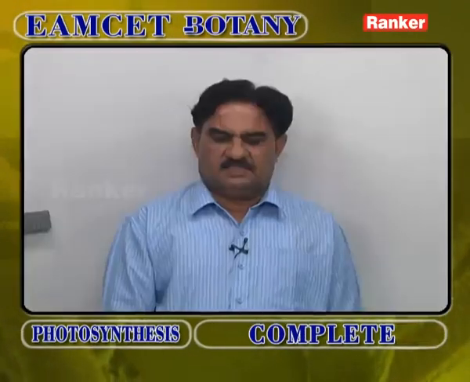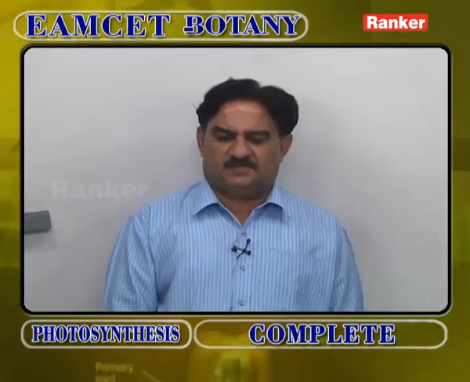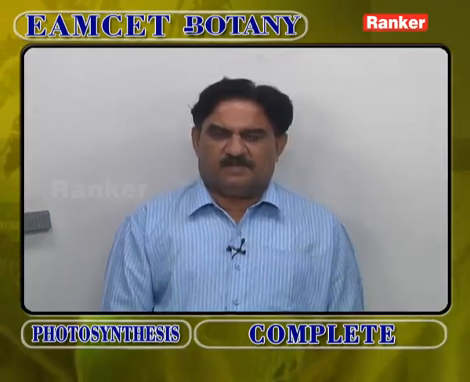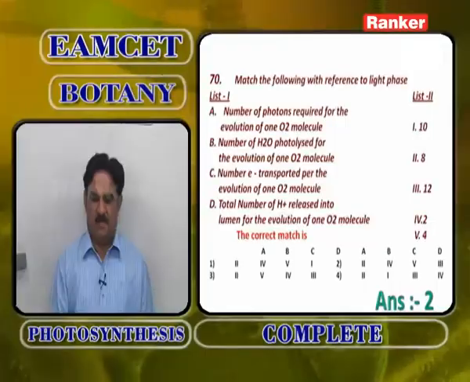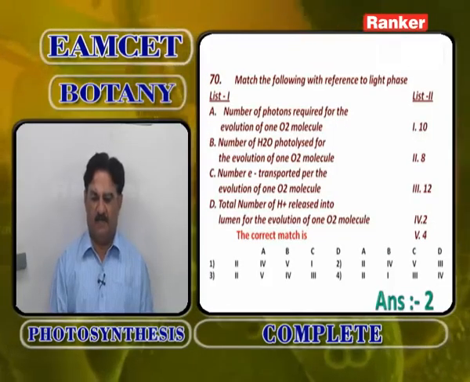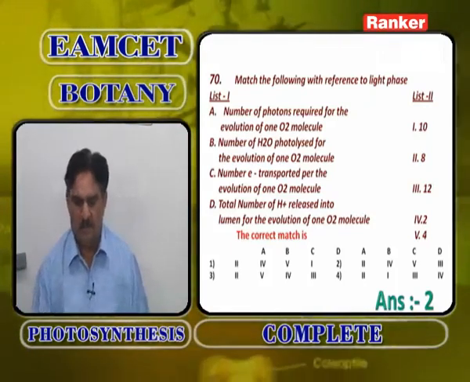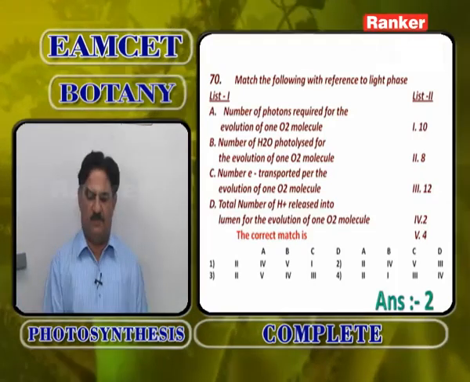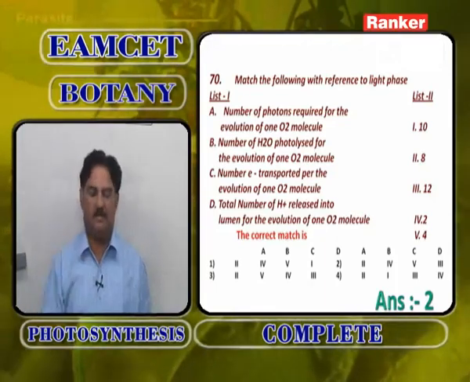A2. Number of photons required for the evolution of one oxygen molecule: for 2 electrons 4 photons, for 4 electrons 8 photons. For 2 electrons only half O2 will come, for 4 electrons full O2 will come. Then B4: number of water molecules photolyzed for the evolution of one oxygen molecule is 2. For one water molecule, half O2. For a full oxygen molecule, 2 water molecules.